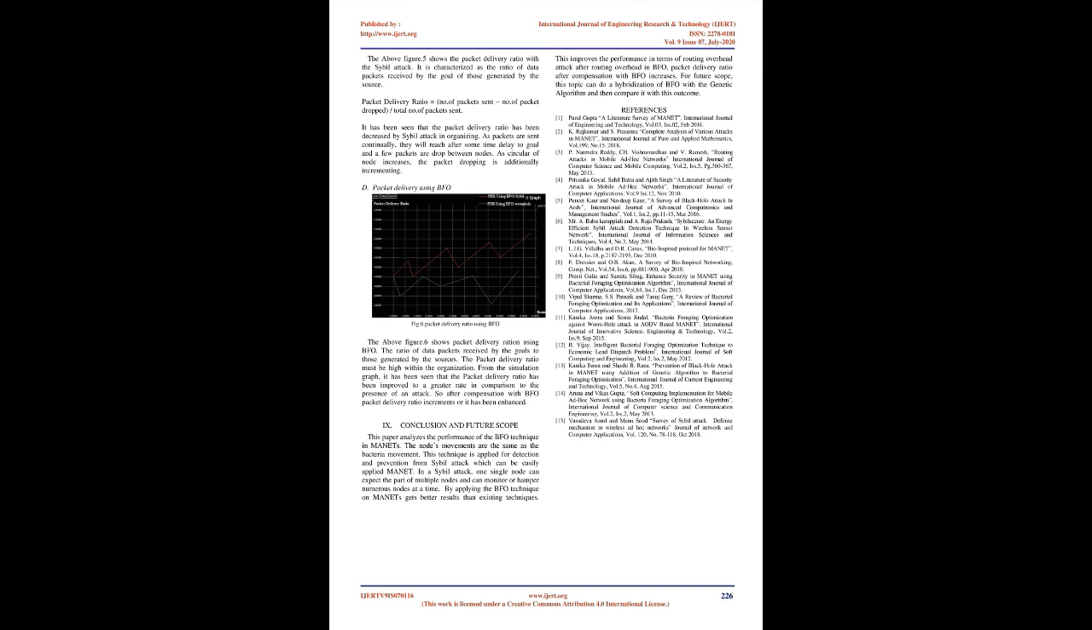D. Packet delivery using BFO. The above figure 6 shows the packet delivery ratio using BFO. It is the ratio of data packets received by the destinations to those generated by the sources. The packet delivery ratio must be high within the network. From the simulation graph, it has been seen that the packet delivery ratio has been improved to a greater rate in comparison to the presence of an attack. So after compensation with BFO, the packet delivery ratio increases, or it has been enhanced.